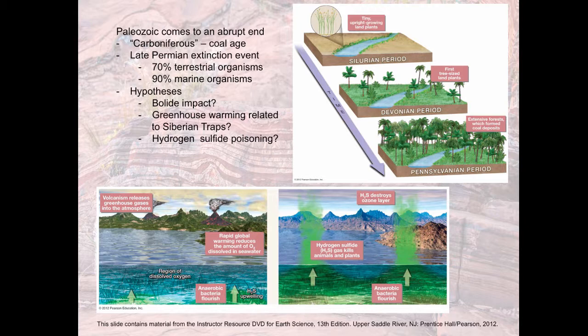And another hypothesis, which is related to greenhouse warming, is the hydrogen sulfide poisoning due to rapid global warming caused by CO2 increase. Reduces the amount of oxygen in seawater. That is, as water temperature increases, the solubility of gases in water decreases. So warmer water means less oxygen dissolved. And where you have dissolved oxygen, you have lots of biology. Where oxygen is missing, anaerobic bacteria flourish, and anaerobic bacteria have a byproduct of their metabolism that is hydrogen sulfide, which is tremendously poisonous to animals and plants.